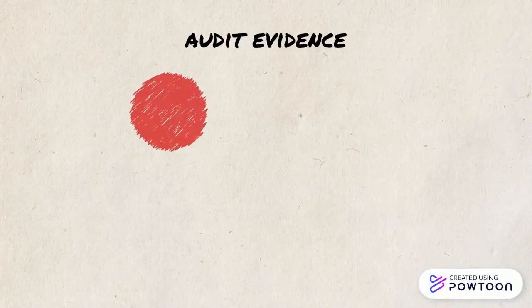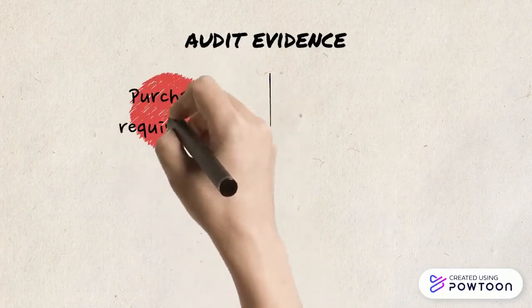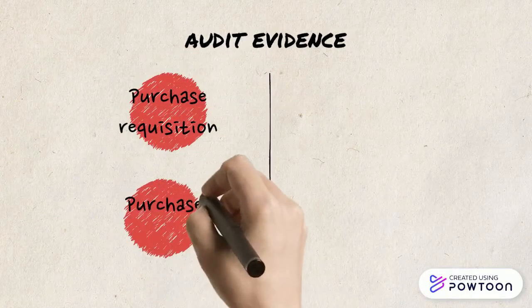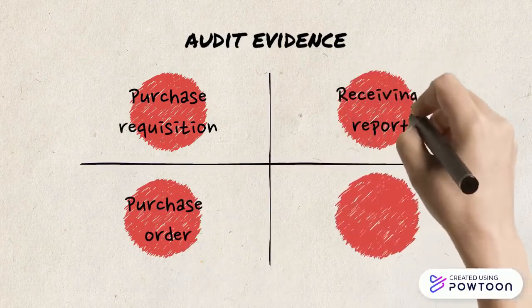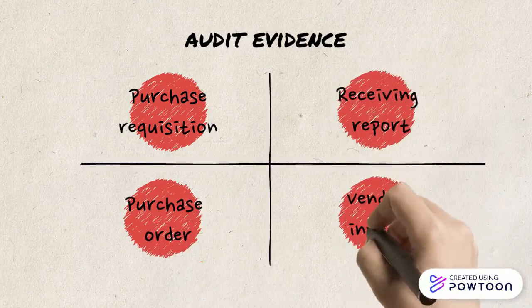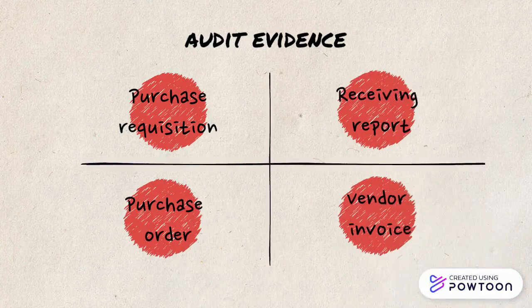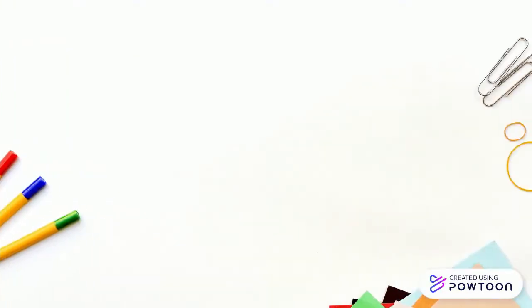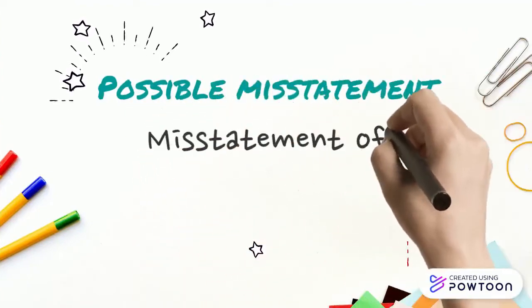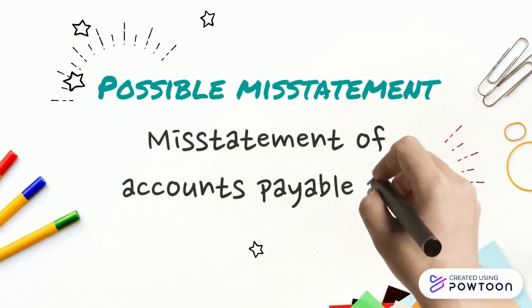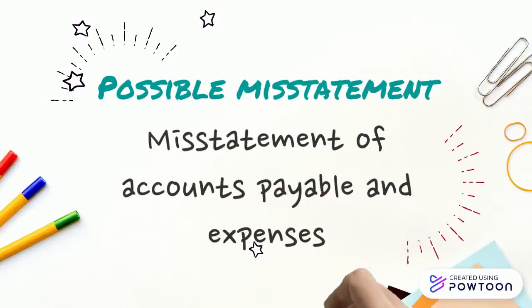Here is audit evidence. The first one is purchase requisition. The second one is purchase order. The third one is receiving report, and the last one is vendor invoice. The last one is about possible misstatement. It is the misstatement of account payable and expenses.